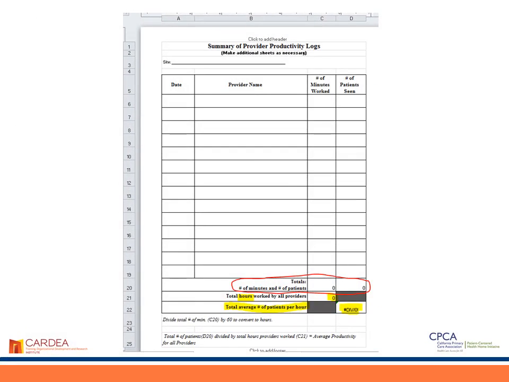At the bottom of the form, you total the number of minutes worked by all of your providers and total the number of patients seen, circled in red. Once again, in order to convert the total minutes to hours, divide the total minutes by 60. To calculate the average productivity for all providers, divide the total number of patients seen by all the providers by the total number of hours worked. Again, the formulas are built into the cells, so as you enter data for each provider, your calculations will automatically appear.